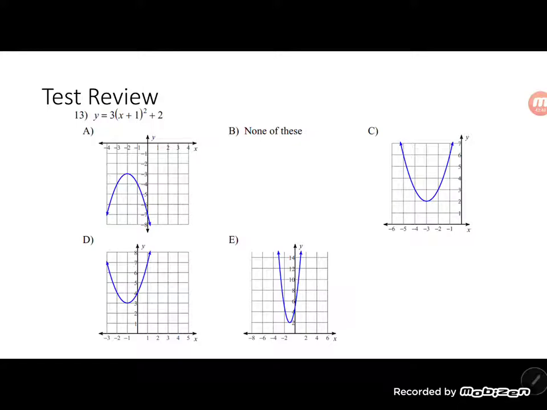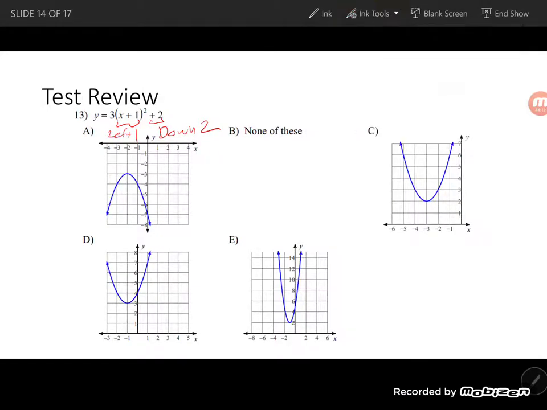Okay, so another one where we have to find a graph. So we can look at this, and again, we can use our inside rules and our outside rules, or the transformation rules. I can look inside there, and I can see that this is going to be a left 1, and I can see that this is going to be down 2. Oh, whoops, sorry, not down 2. It's going to be up 2.